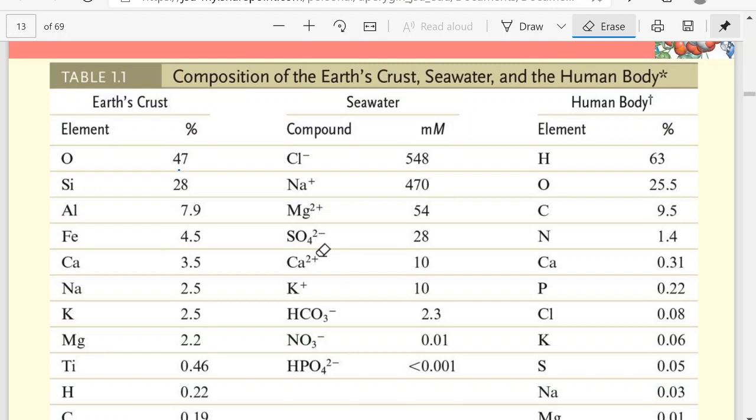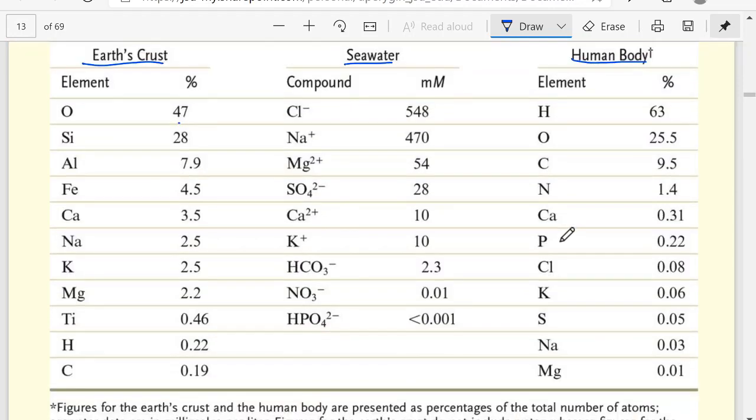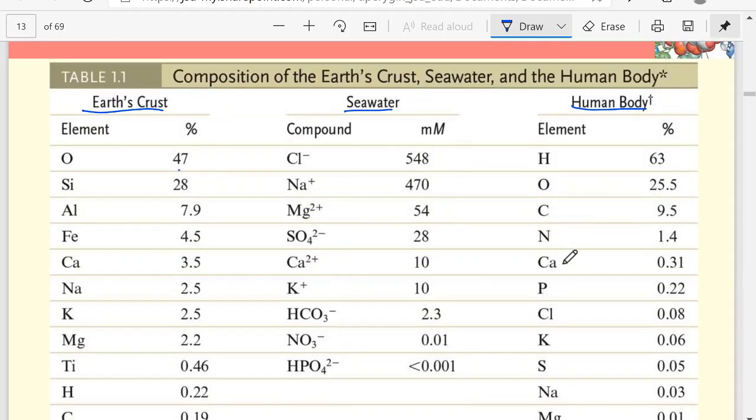atoms that make up biological molecules, if we compare, say, atoms that are in the Earth's crust versus seawater versus the human body, you see that in the human body we have hydrogen, oxygen, carbon, nitrogen, and then some elements in smaller amounts like calcium, phosphorus, chlorine, potassium, sulfur, sodium, and magnesium. So the bulk of it is hydrogen and oxygen. I bet you can guess what that's from, right? And then we have carbon, nitrogen, and so forth.